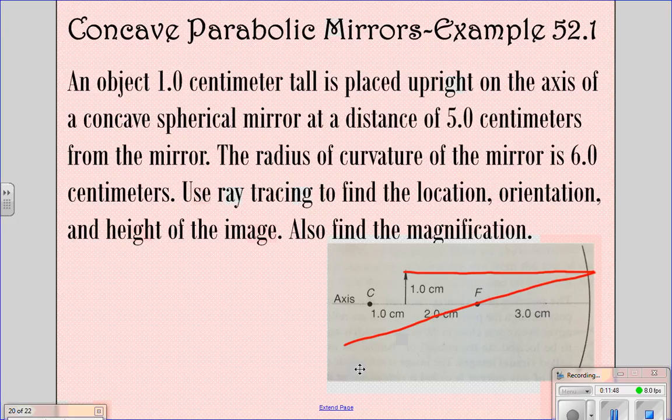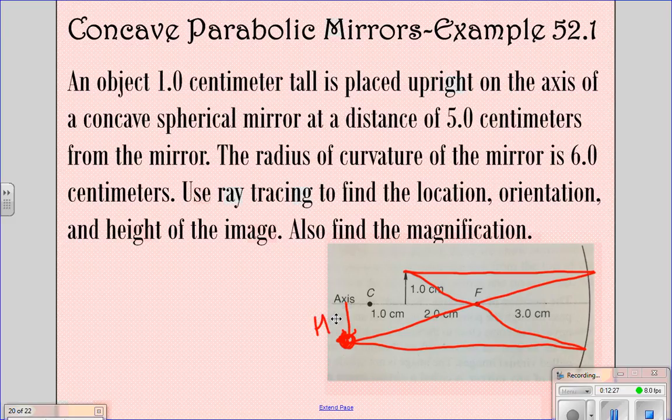And then the second one, you draw through the focus until it hits the mirror. It hits the mirror and then it goes parallel to the axis. And you keep going until it intersects with that other line that you had just drawn. So it goes through the focus, hits the mirror, and is parallel to the axis. So those are the 2 that you draw. And the intersection of the 2 reflected rays, this point right here, represents the top of the image. So this is going to be the height of our image.